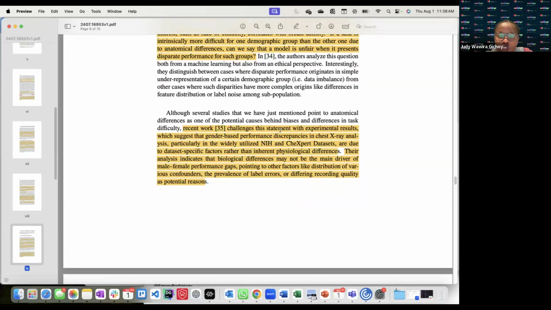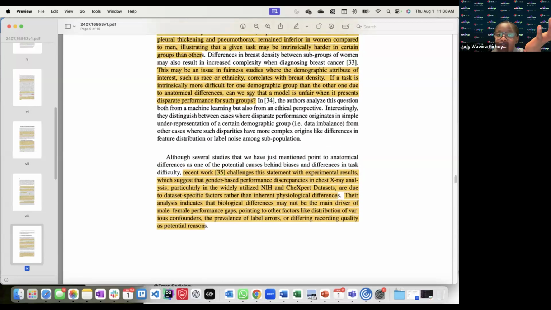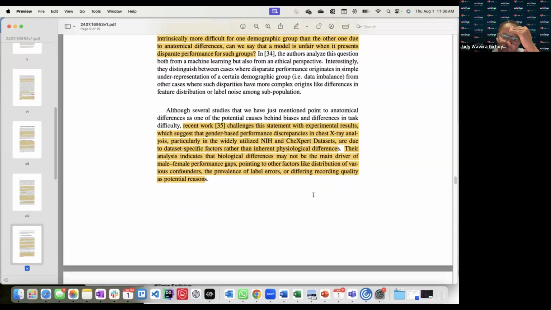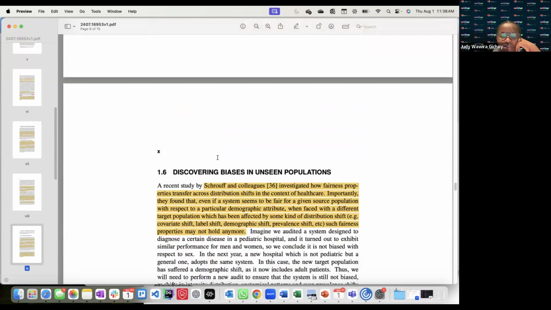I think we see again here that recent work suggests that gender-based performance discrepancies in chest X-rays, especially in the NIH and expert data sets, are due to data set-specific factors rather than inherent physiologic differences, which we have to be careful about. The analysis indicates that biologic differences may not be the main driver of the male-female performance gaps, and it's other things, for example, prevalence of label errors, recording quality, or other confounders.